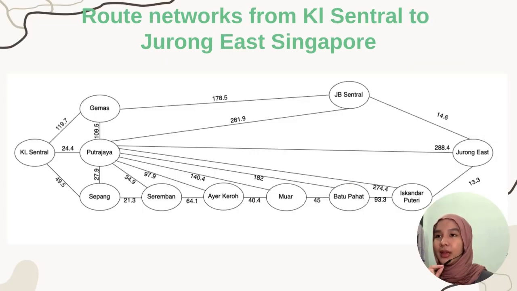The minimal path connecting Kuala Lumpur and Singapore is the one that corresponds to the distance calculated using Dijkstra's method. This is the route network that we have proposed from KL Central to Jurong East, Singapore. The first point is KL Central and the last point is Jurong East. We have 11 points in total, and also 11 paths from KL Central to Jurong East. As you can see, we have KL Central, Gemas, Putrajaya, Sepang, Seremban, Air Keroh, Muar, Batu Pahat, JB Central, Iskandar Putri, and lastly Jurong East.